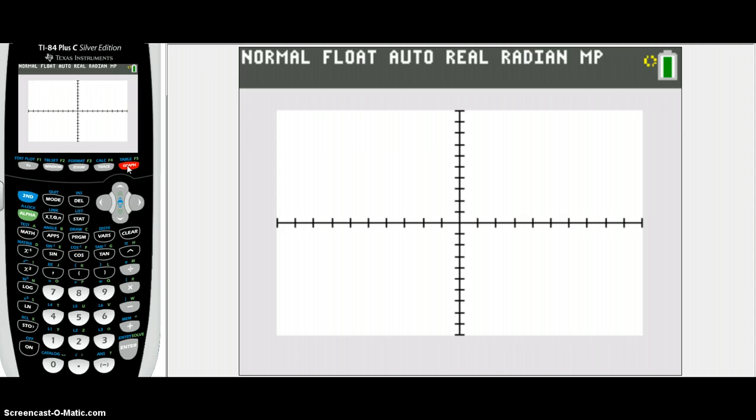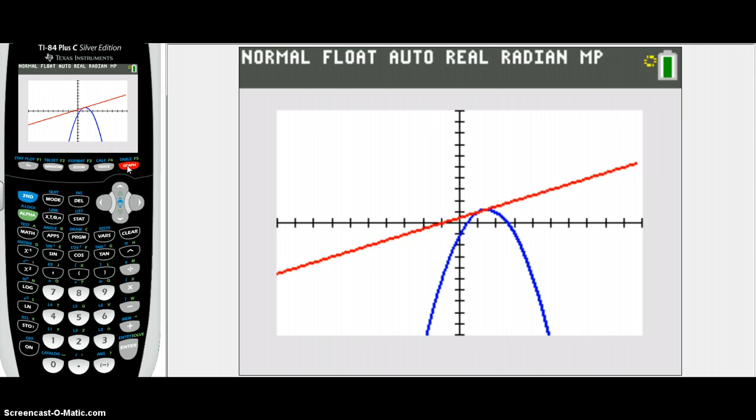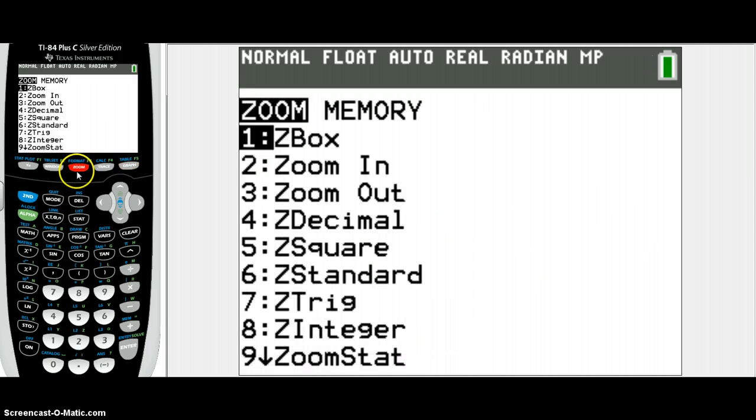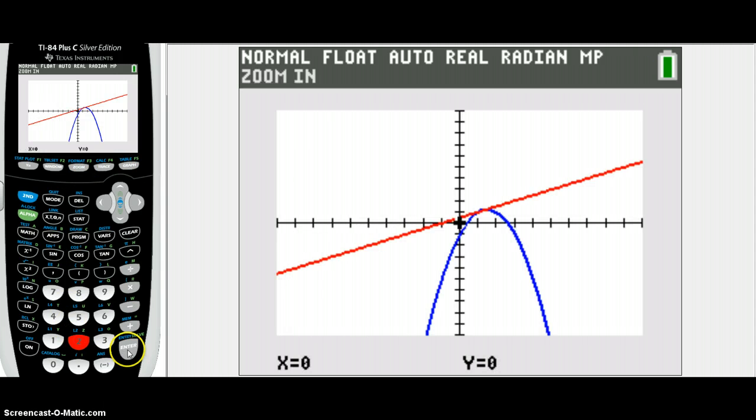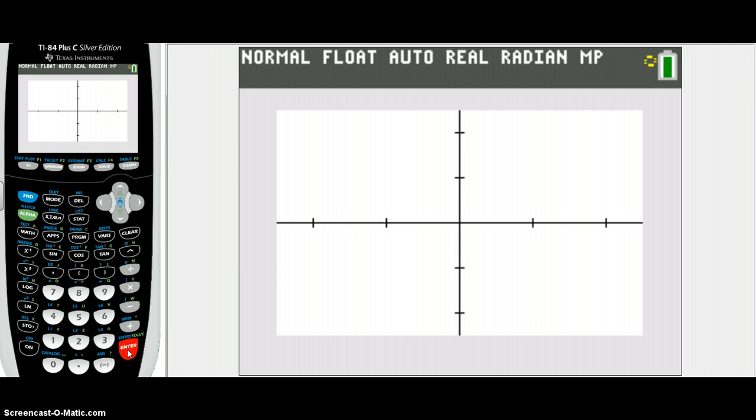If I then hit graph, remember to pause at any time if you need to slow down. I get an upside down parabola, and I get my line. Now, if you need to zoom in, hit zoom 2, and that might help you see things a little bit better. Remember, if you always want to fix it and go back, hit zoom 6.